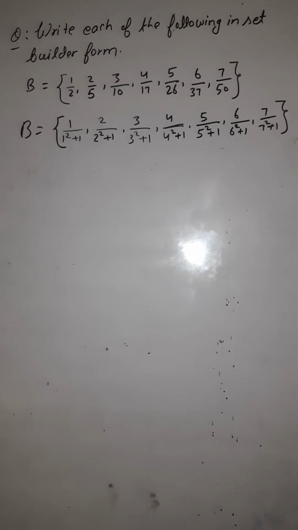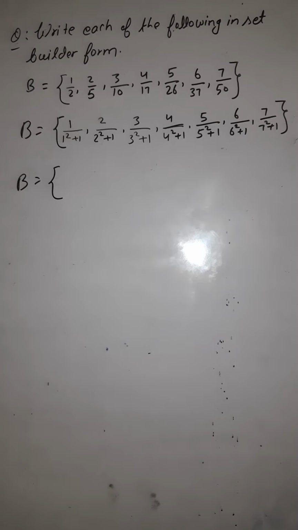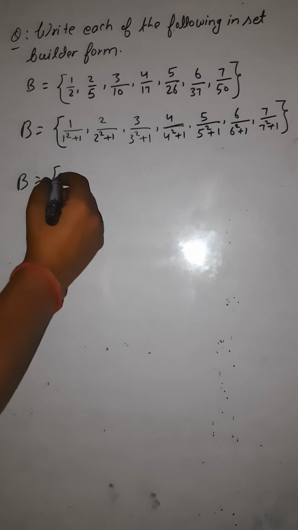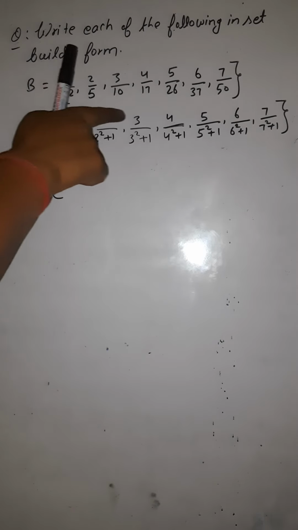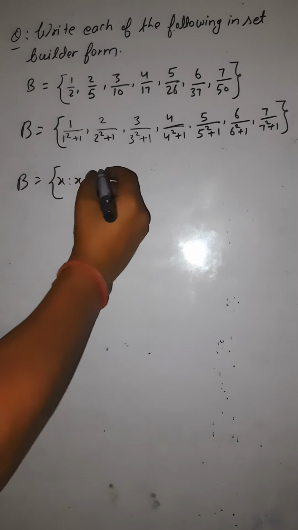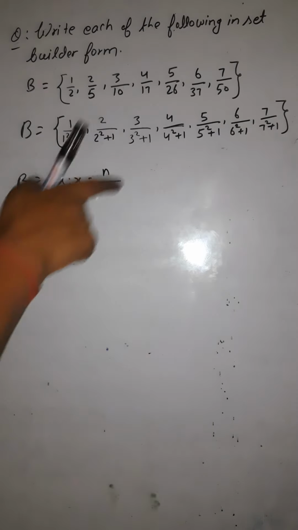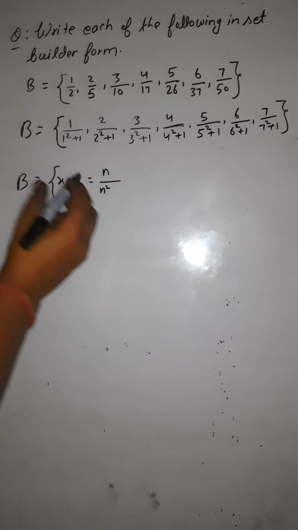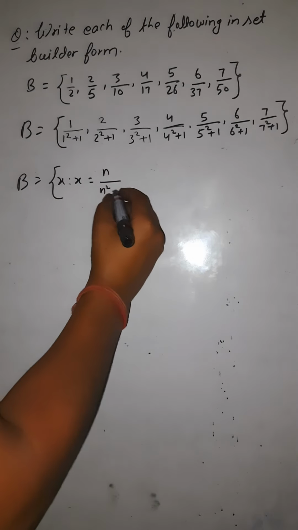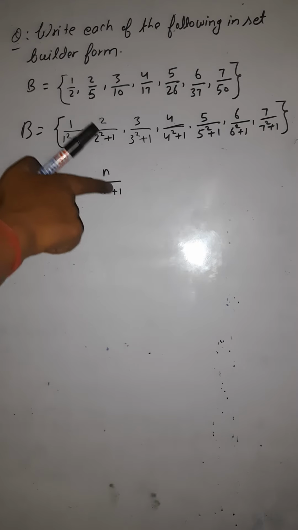Okay. Now I have to express this in set builder form. Now if you see, the set B contains the element x such that x is what here? If you see, all are here natural number 1, 2, 3, 4, 5. So I can write there n. And again, if you see 1 square, 2 square, these are again the natural number in the form of n square. So I can write it as n square, and all are having plus 1, I would write here plus 1. So set B contains the element x such that x is equals to n by n square plus 1.